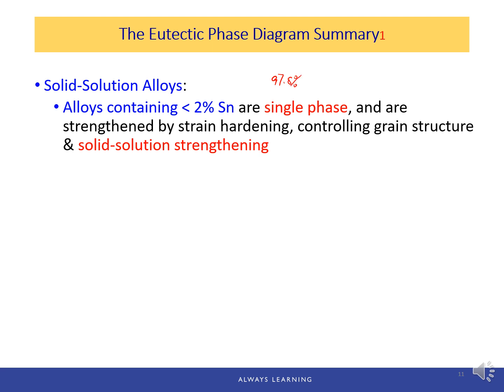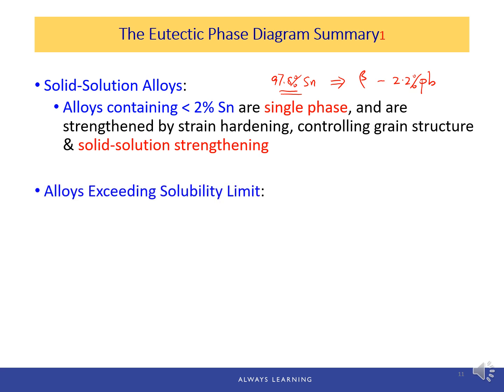97.8% of tin, which means we have a beta phase which is rich in tin, and the lead composition should be less than 2%, okay, which is on the right end of the phase diagram. And solid solution alloys can be strengthened by solid solution strengthening.